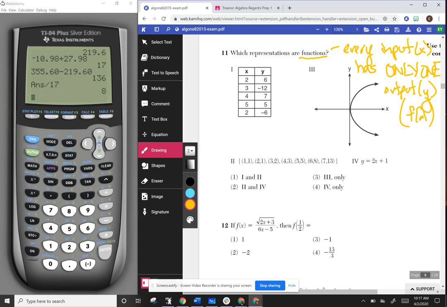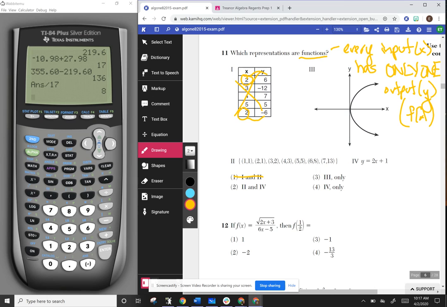Okay, so let's look at number 1. Input is x, output is y. We can see that the input of 2 has 2 different outputs. So one input 2, 2 outputs of 6 and negative 6. And what I looked for here is just, are the x's repeating? So in this case, yeah, 2 repeats in the x, so it's not a function, meaning that already we can eliminate option choice 1.